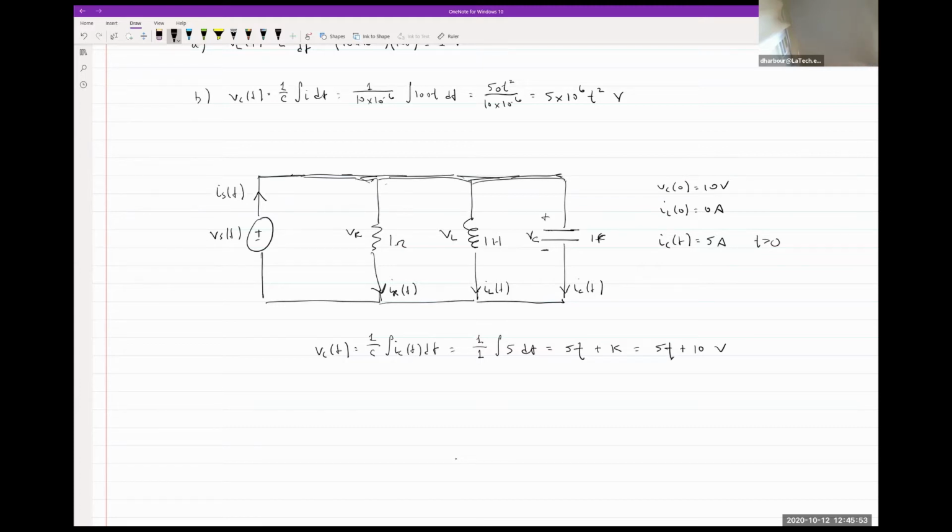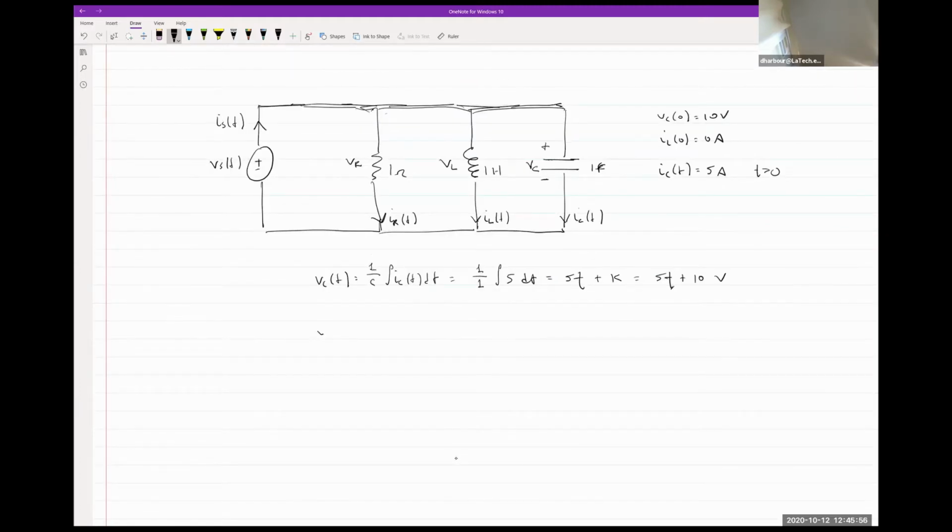And from that voltage, we can find the current through the resistor, IR of t. Well, we know the voltage across the resistor, we know the value of the resistor. All we need here is Ohm's law, just V over R. So we take our 5t plus 10 volts, and then we divide it by our 1 ohm, and this just comes out to be 5t plus 10 amps going down through the resistor.